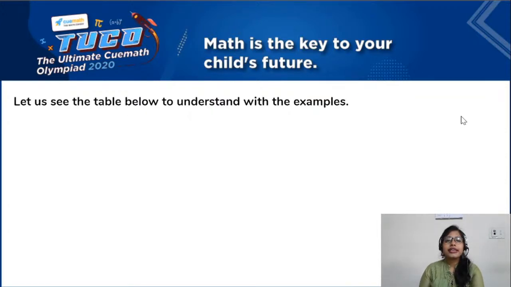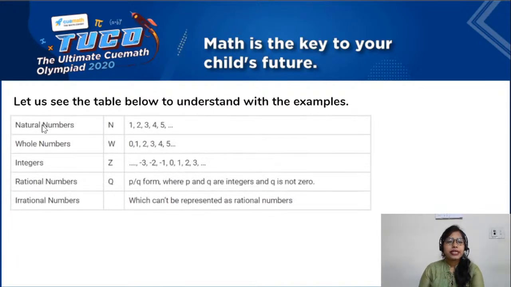Here goes our examples. As everybody can see here, we have natural numbers which is represented by the letter N, and natural numbers always start from 1. So we have 1, 2, 3, 4, 5, and it keeps going further. And then we have whole numbers next. Whole numbers are represented by a W, and whole numbers always start from 0. So 0, 1, 2, 3, 4, 5, and it keeps continuing further.